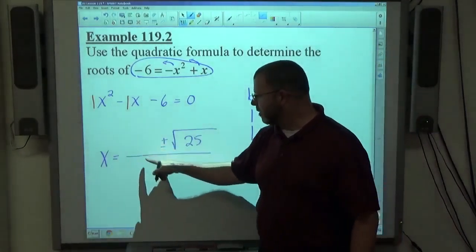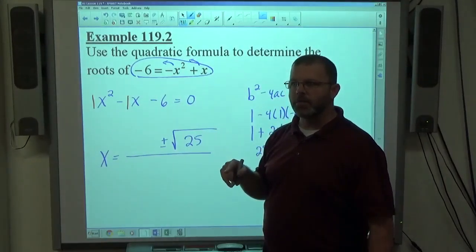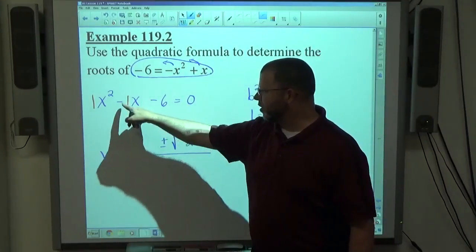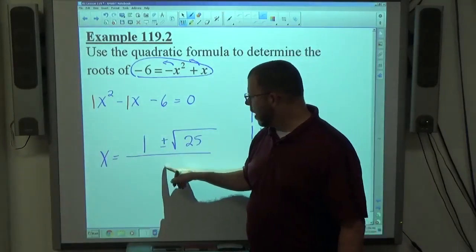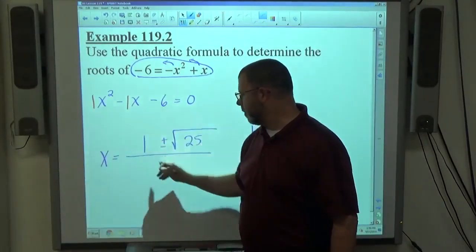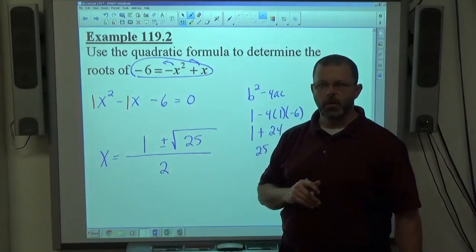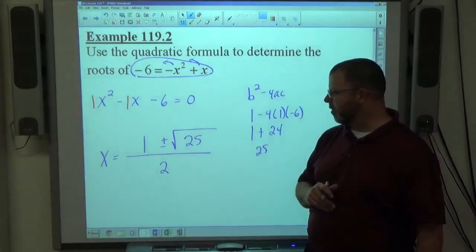The other 2 things I have to find, I can do those without writing them down on a piece of paper. Minus b means change the sign. b is negative 1, I put a positive 1. 2a means double the number. a is 1, double that is 2. So I get 1 plus or minus the square root of 25 over 2.